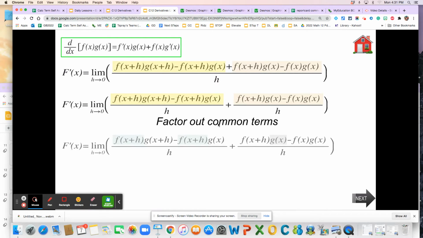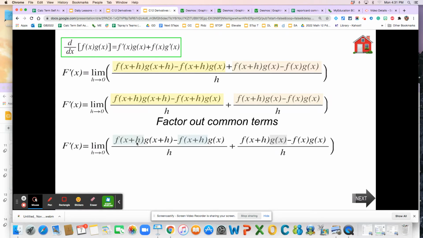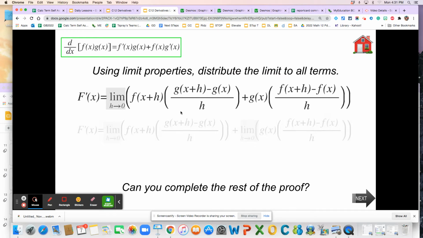Now what I'm going to do is factor out common terms. Do you notice that there's an f of x plus h in this term, which I'm going to factor out? And you notice that there's a g of x here. I'm going to factor that out as well. So I'm going to factor out an f of x plus h there and a g of x there. Notice that what I'm left with is the limit as h goes to 0. What will that turn into? So let's answer those problems.